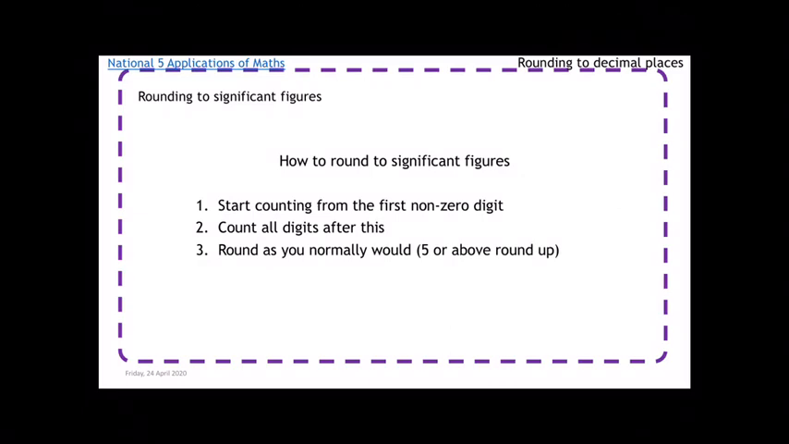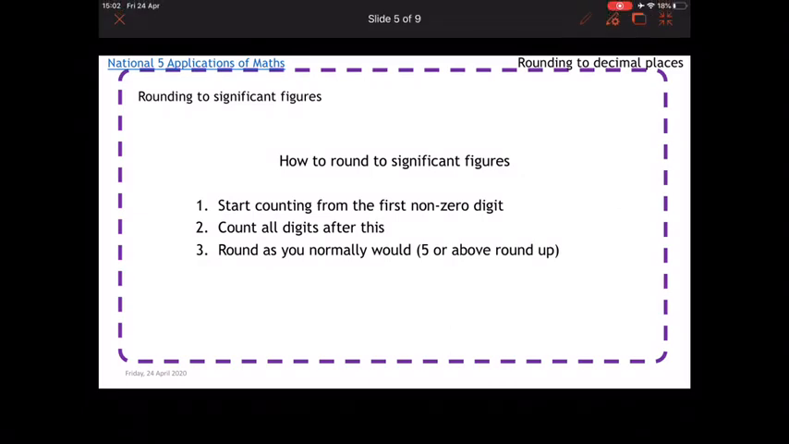So if you imagine a number, for example, 0.045. Okay, so you first start counting from the first non-zero digit. So those first two zeros don't count as significant figures, but the 4 would be your first significant figure, and the 5 would be the second significant figure. It says count all digits after this.